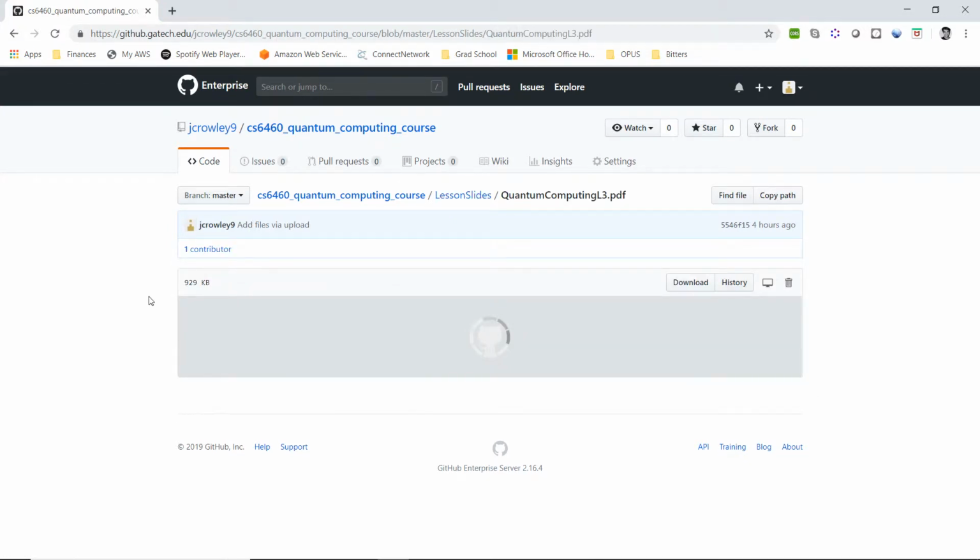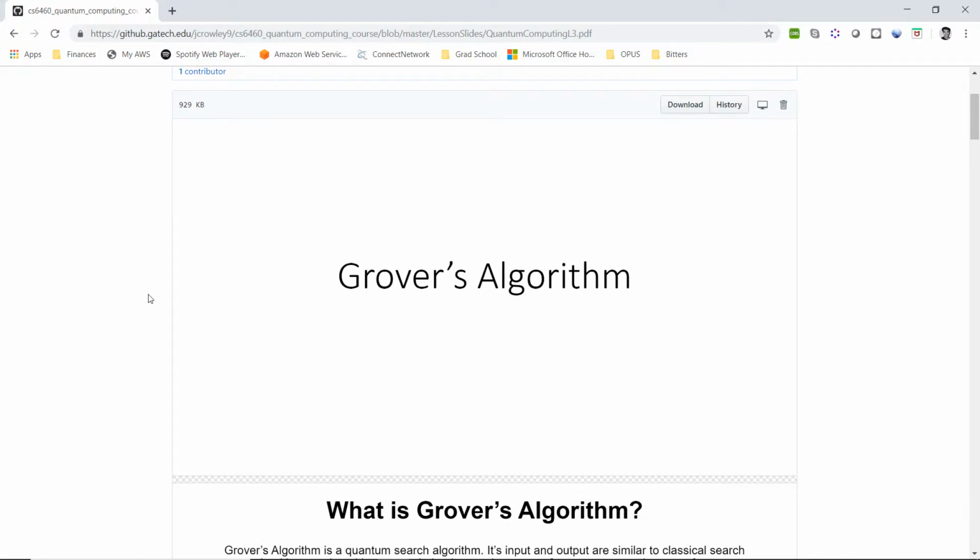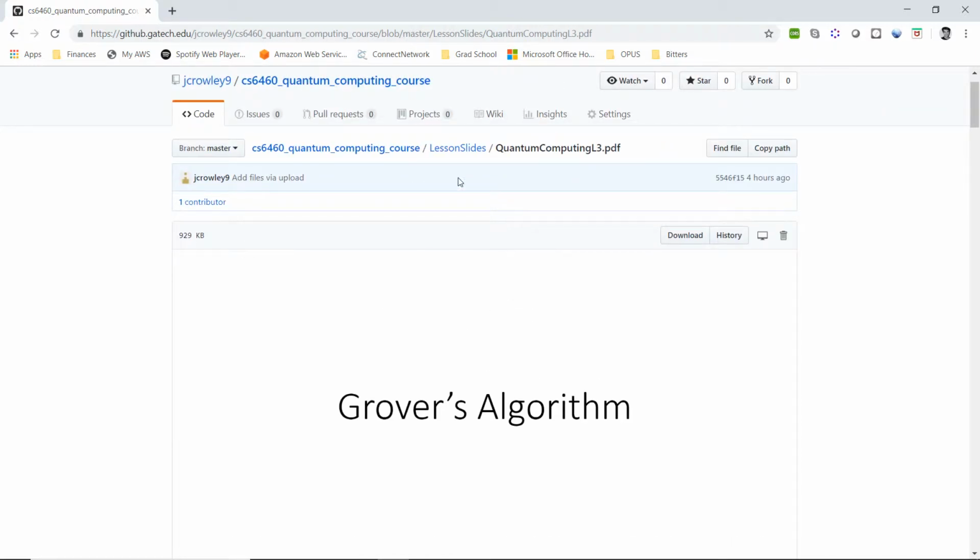In the third lesson, I talk about Grover's algorithm, which is a well-known quantum search algorithm that, unlike the algorithms from the previous lesson, would actually be of practical use to us were we to have usable quantum computers.